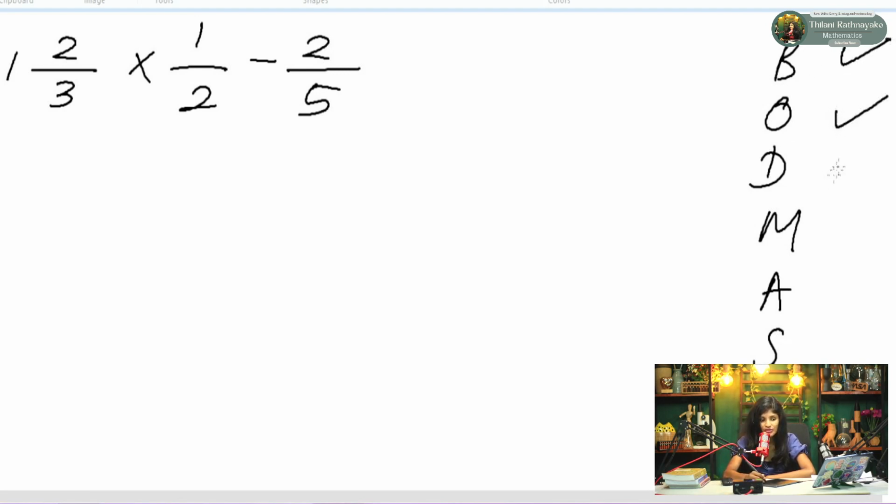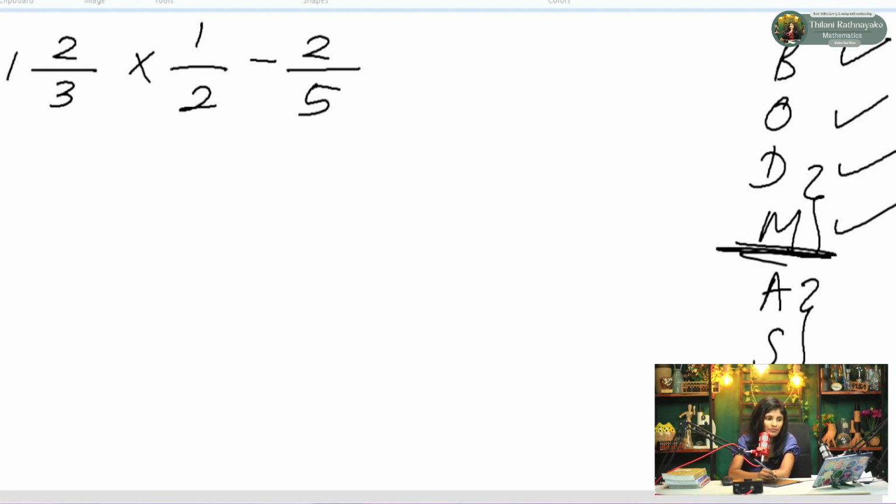Next, division and multiplication. There is no order between division and multiplication; you can just do both of them at the same time. And the next pair is addition and subtraction. So in this question, you have multiplication and also subtraction. So first, what you have to do? Yes, you have to do multiplication first.